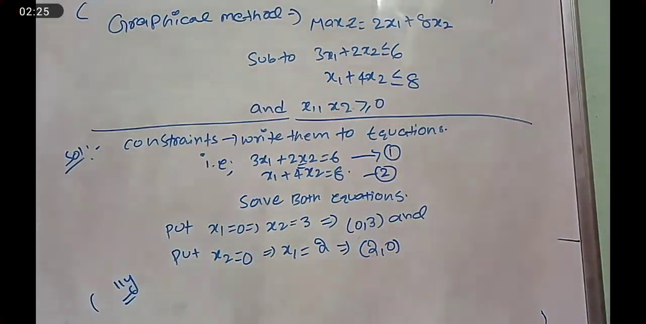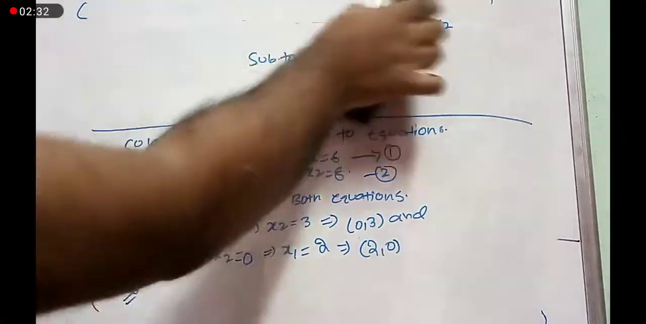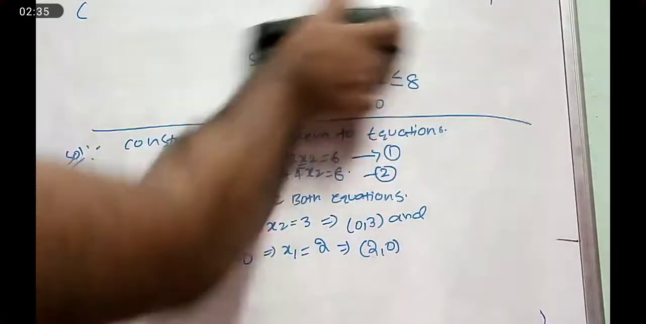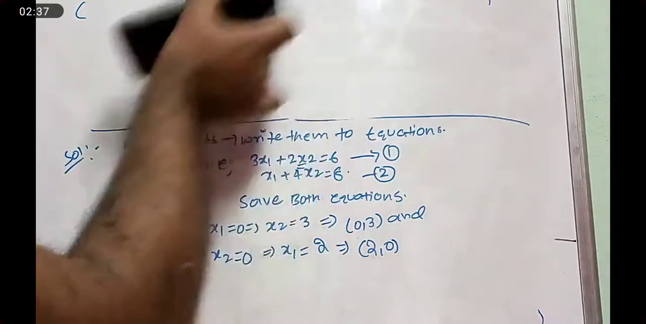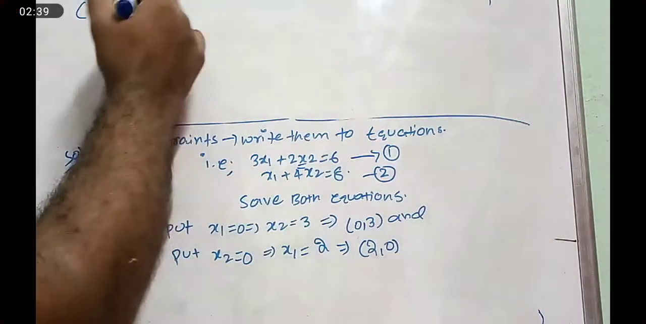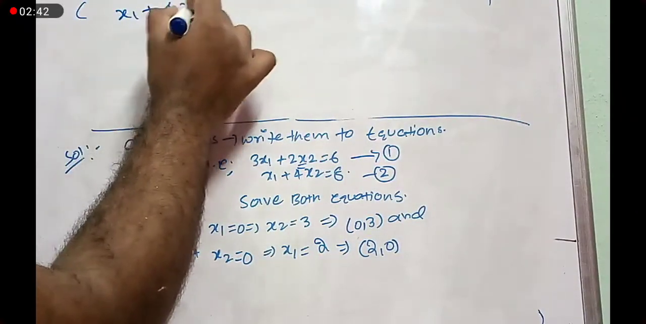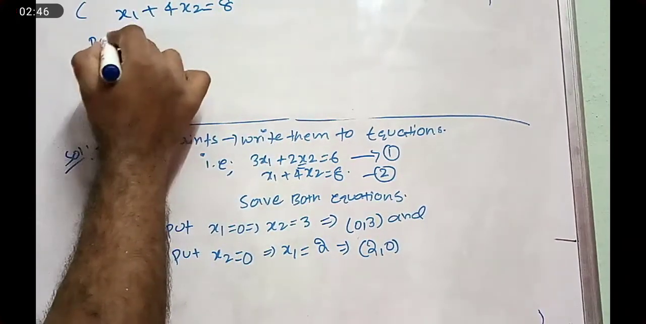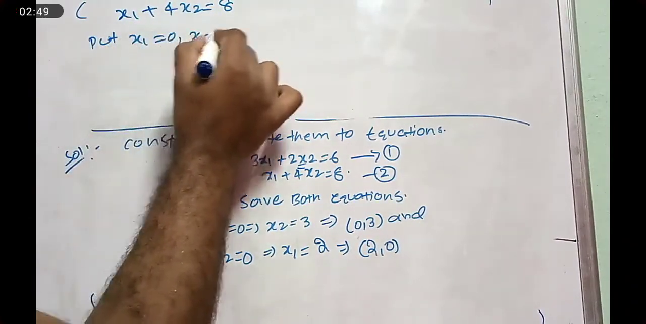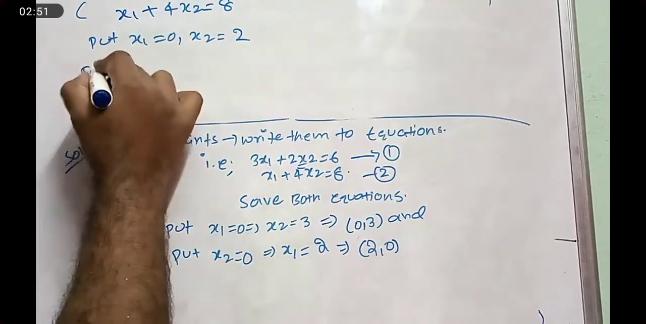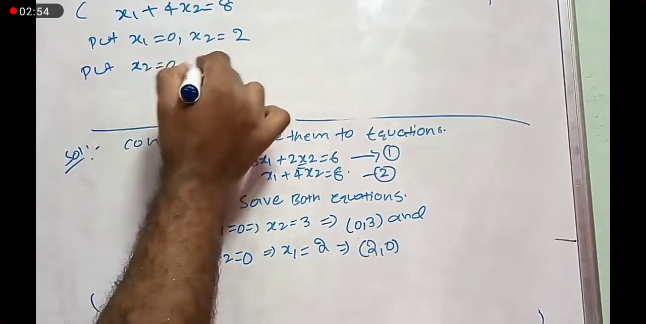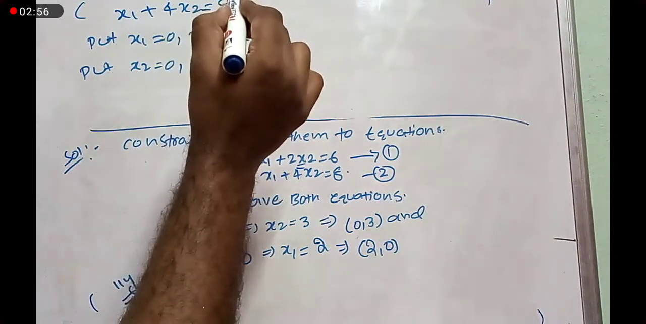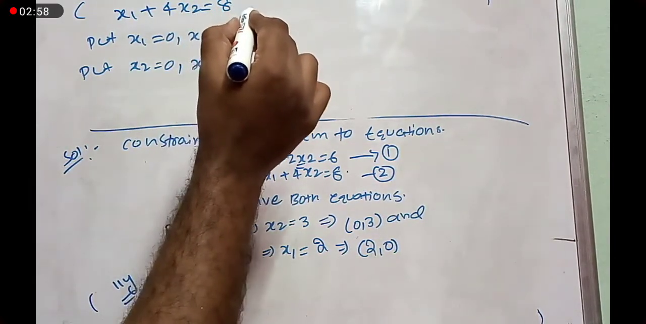Let us find the second equation's coordinates in a similar way. What is the second equation? The second equation is x1 plus 4x2 is equal to 8. Put x1 equal to 0, then you will get the value of x2, that is 2. Put x2 equal to 0, then x1 will become 8.